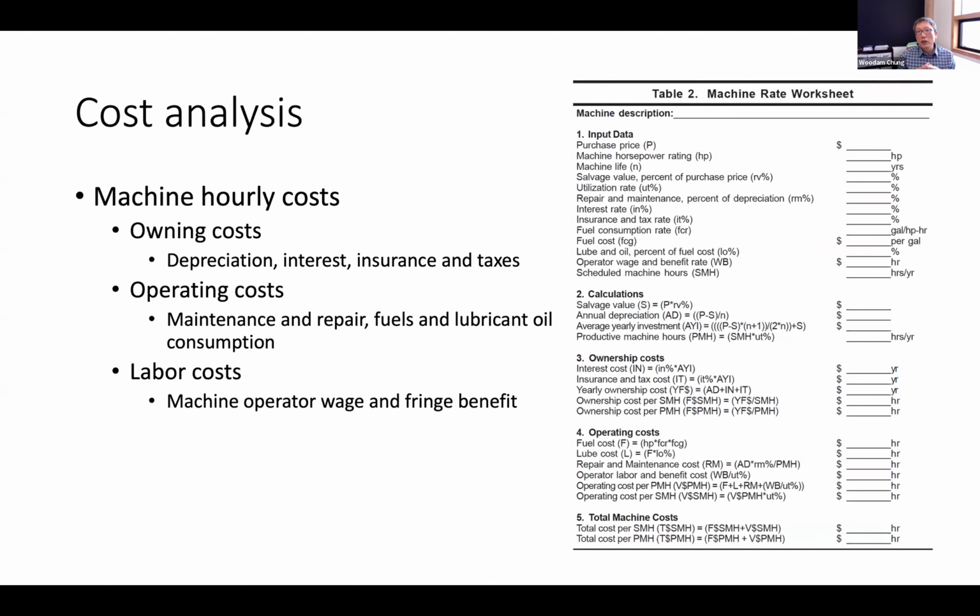So we can usually estimate those costs per hour. Hourly costs include owning costs, which include depreciation, interest, insurance and taxes, and then operating costs: maintenance and repair costs, fuel costs, oil costs, and so on, and labor costs, which is the machine operator wage and then fringe benefit. Using this information, we can estimate machine hourly costs.